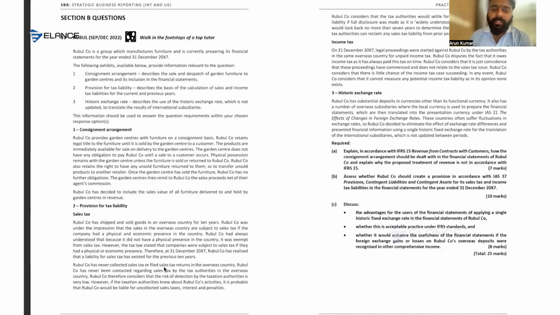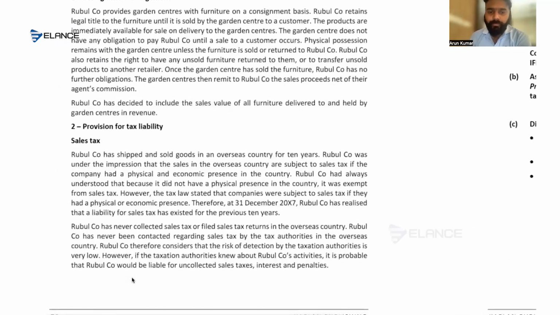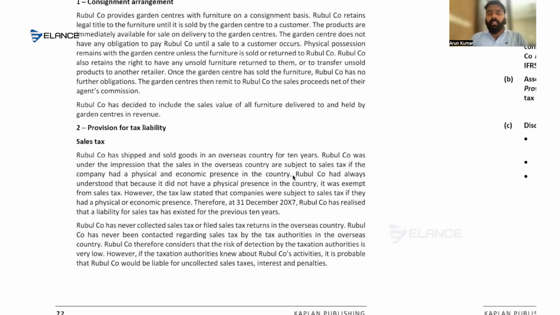And they said that there is very low risk of detection. The taxation authority will not detect us, but that should not be considered in our judgment, because we know that the rule is there in the country. The country is of the impression that sales in overseas countries are subject to sales tax. The company had a physical and economic presence in the country, but even without physical presence, it is still liable to pay tax. It is mentioned here.